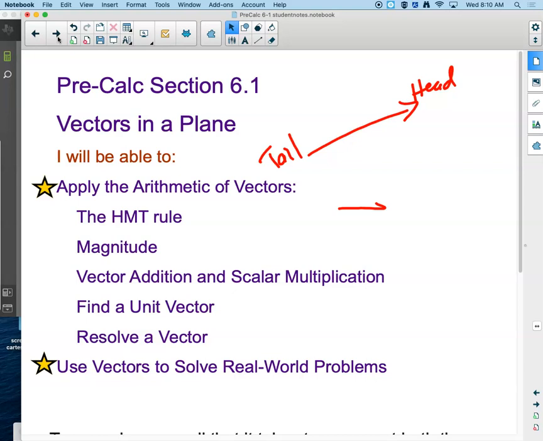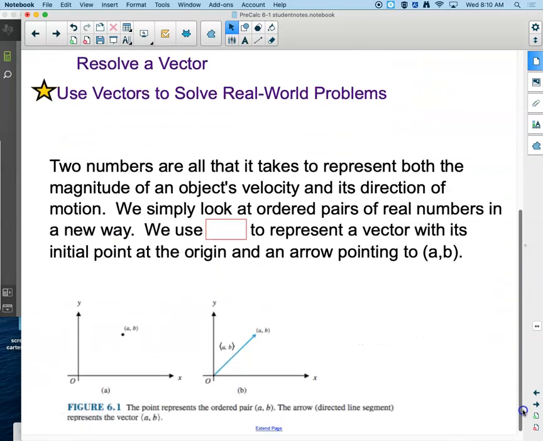So we want to be able to apply the arithmetic of vectors. We're going to use the head minus tail rule. We're going to talk about magnitude today, do some vector addition and scalar multiplication. We're going to find a unit vector and resolve a vector. We'll start the steps of that. We'll definitely wait for the real world problems until tomorrow. We just want to get some basics of vectors today.